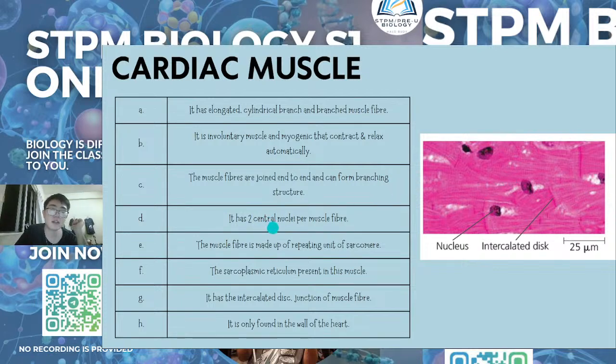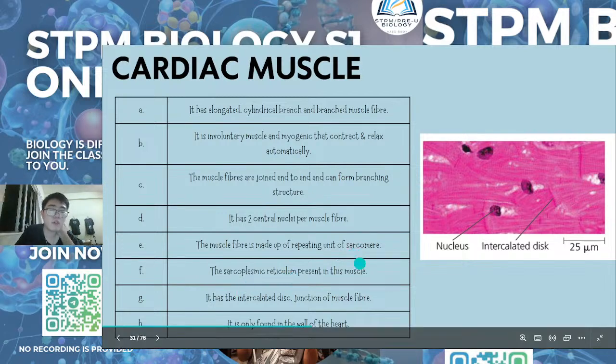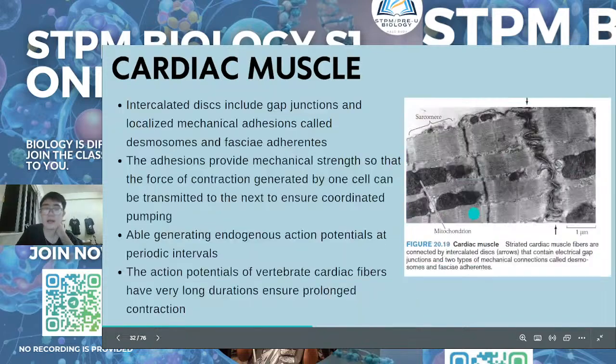So it has one or two central nuclei per muscle fiber. And this muscle also has the repeating unit of sarcomere, and sarcoplasmic reticulum is also present in this muscle. And then it has the intercalated disc between the muscle fibers. It is only found in the wall of the heart.